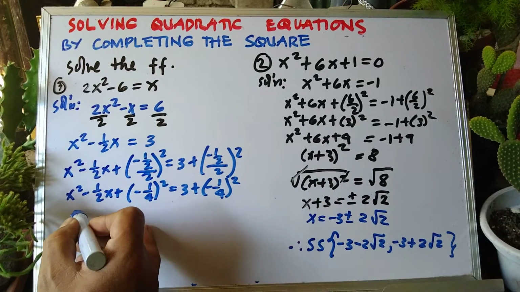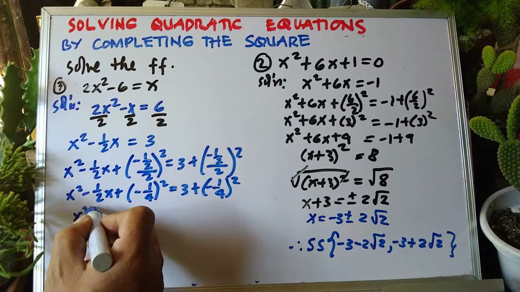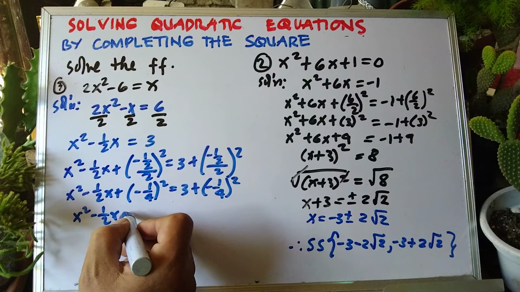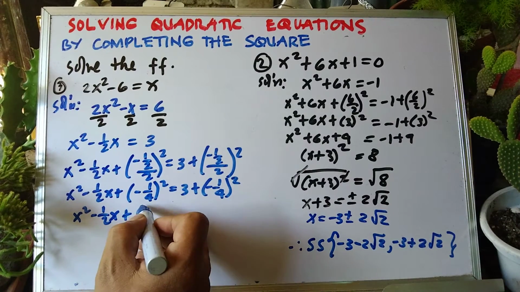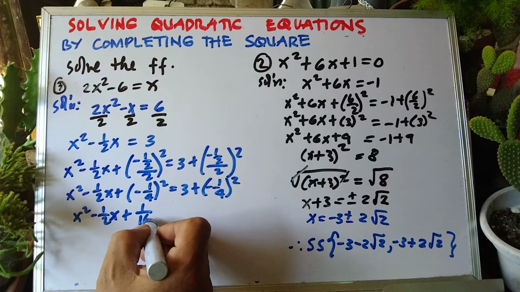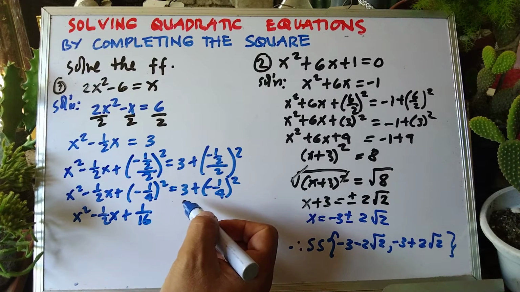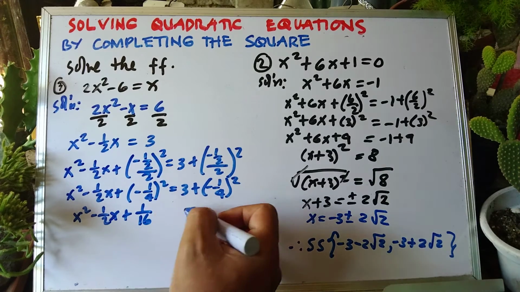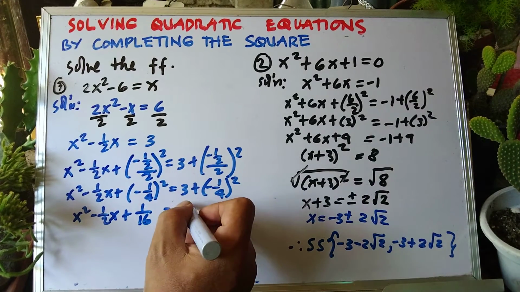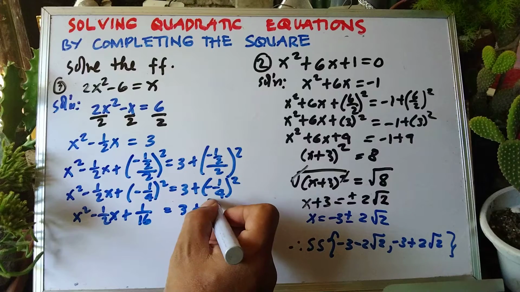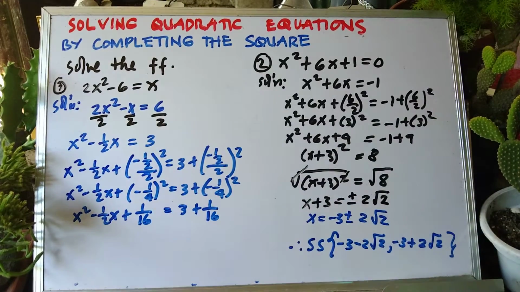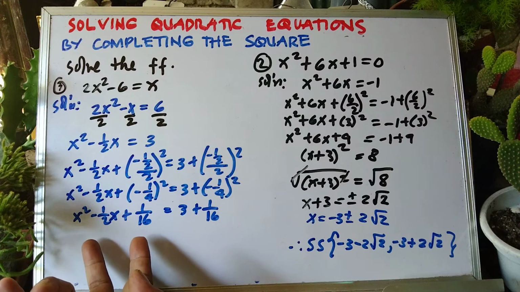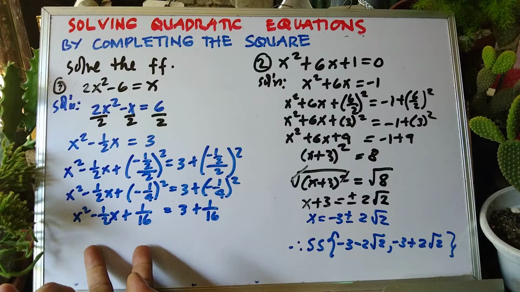Okay. Let's continue. This is x squared minus 1 half x plus 1 over 16 is equal to 3 plus 1 over 16. Then this is a perfect square trinomial. We can express this as a square of a binomial.